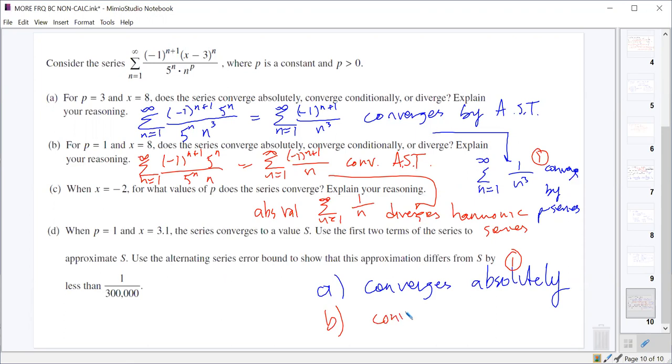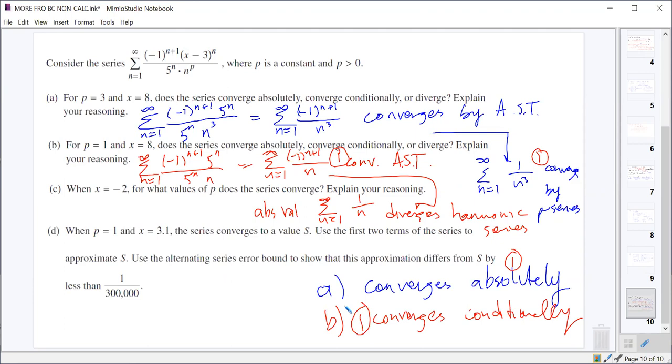So we would say that B converges conditionally. And they gave you, again, 2 points for that. This time the points were associated with looking at this one and then having that answer.